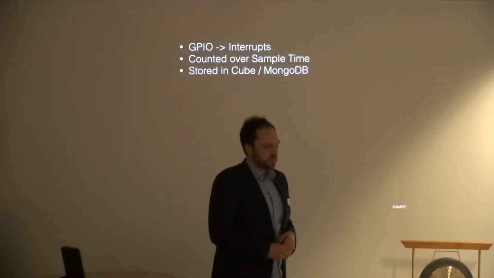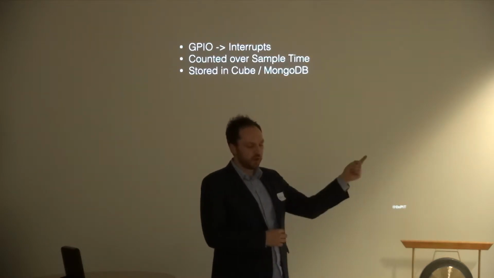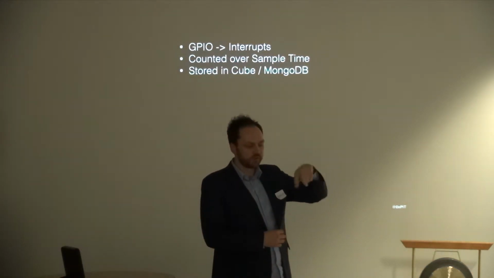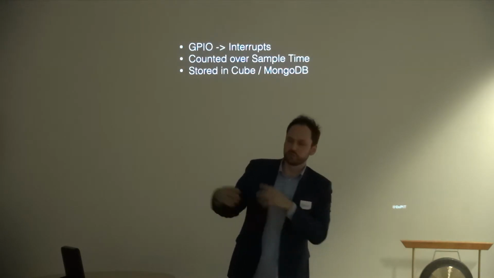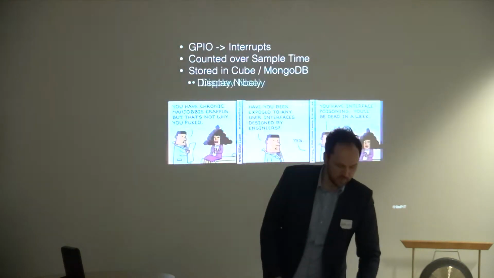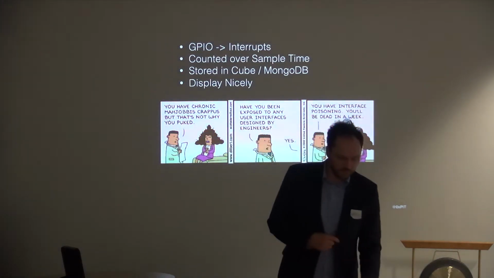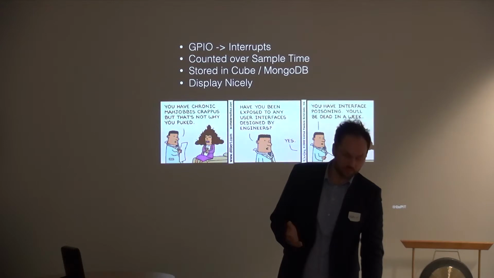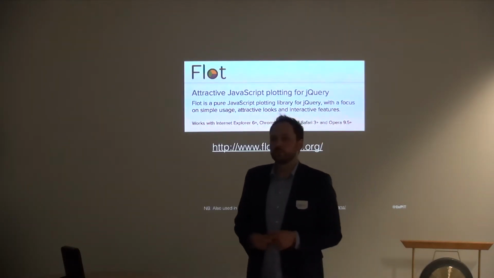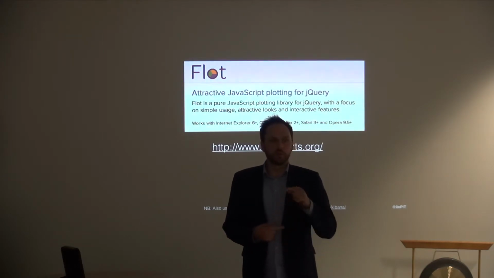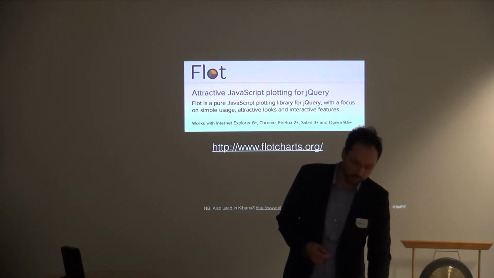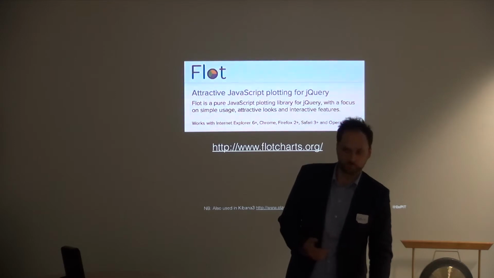So, what we have up to this point: we have some GPIO from the counter that causes interrupts, nice interrupts, we sample them over time and we store them nicely. But then we are engineers and we need to somehow display it nicely. And after a whole weekend of research, I can recommend Flot, which is a really nice JavaScript library, including live updates, where you can plot almost anything over time, and it looks very nice and it's highly customizable, and there are lots of plugins for it.